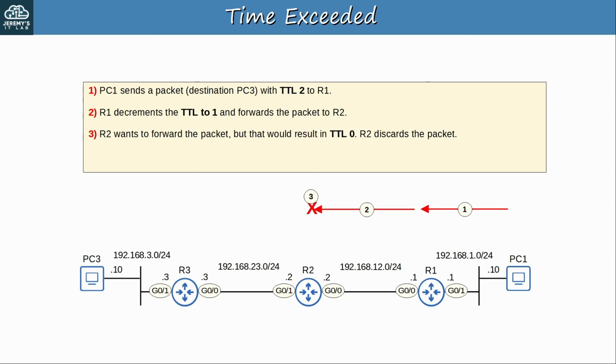R2 then wants to forward the packet, but that would result in TTL 0, so R2 discards the packet. It then sends an ICMP time exceeded message to PC1. Okay, that's how ICMP time exceeded messages work. Note that you can't disable these messages in Cisco IOS. They are always enabled.